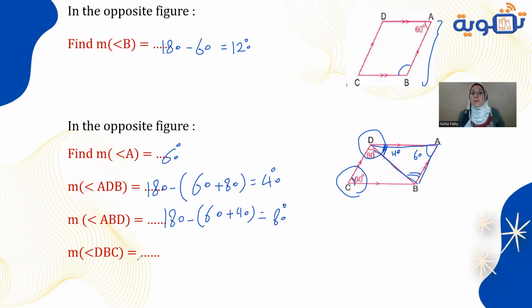The last one, DBC. You want this angle, DBC. Also this is a triangle, and the sum of the three angles in each triangle is 180. So 180 minus 60 plus 80 equals 40 degrees. So this angle is 40 and this angle is 80.